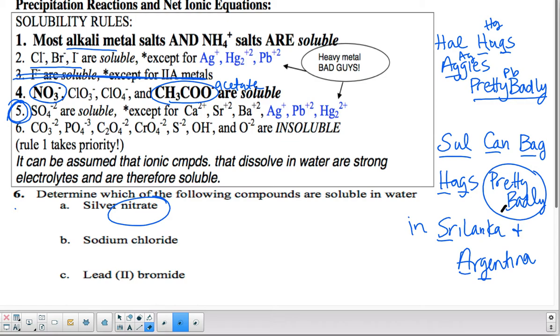Sodium chloride. Soluble. Why? Sodium. Lead 2 bromide. Soluble or insoluble? Insoluble. Why? Bromide is a halogen, right? Hal hugs Aggies pretty badly. That's the pretty badly, Pb.